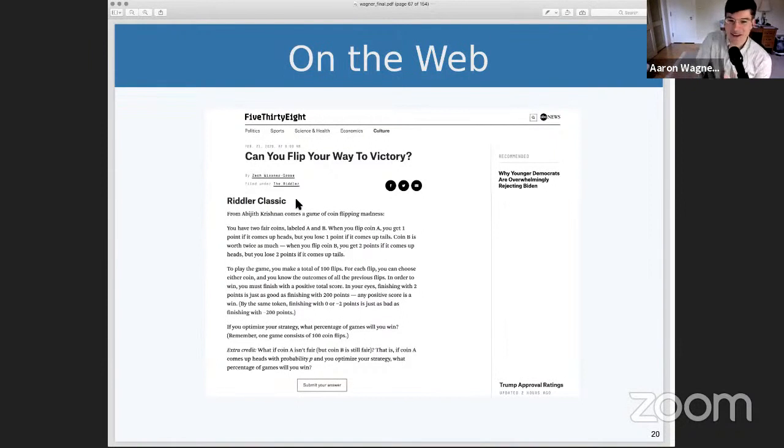I had nothing to do with it. It came from somewhere else. I don't necessarily claim that this puzzle is novel. It's just relevant to our coding problem.